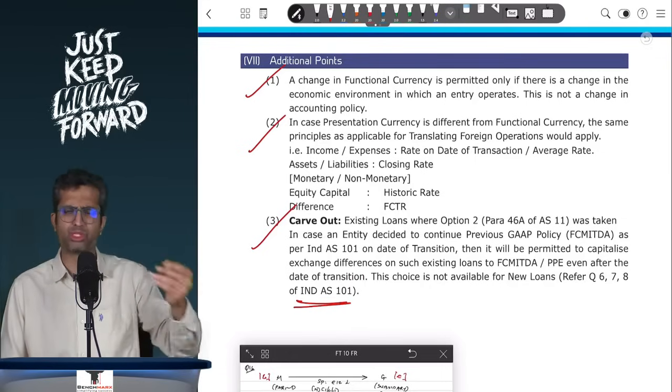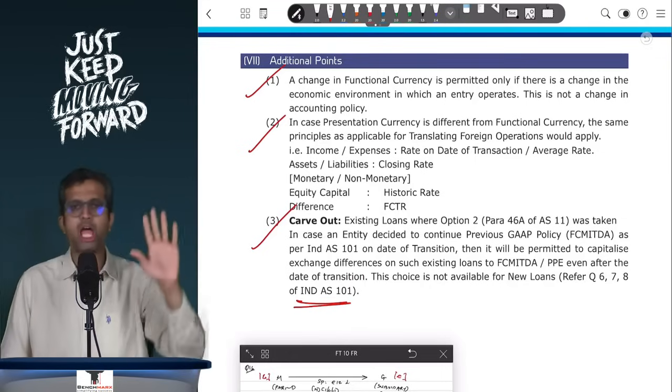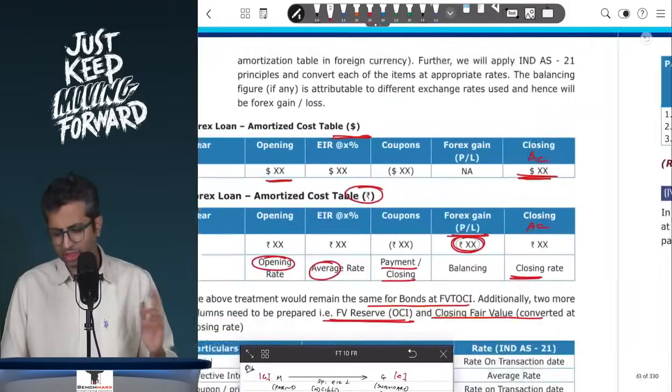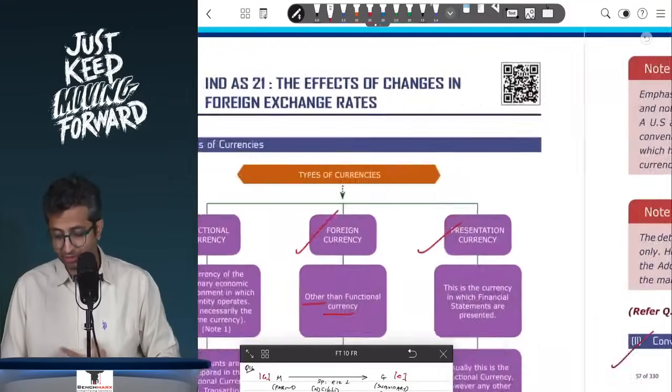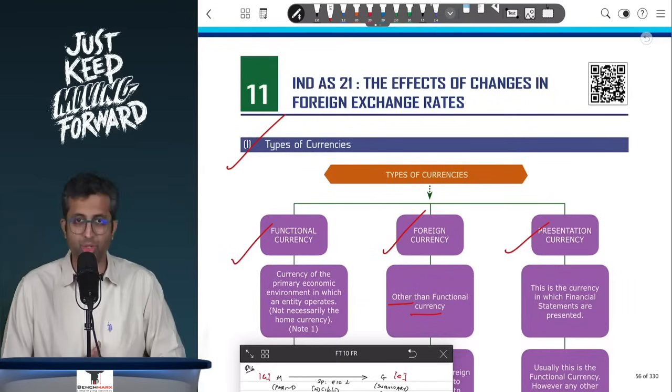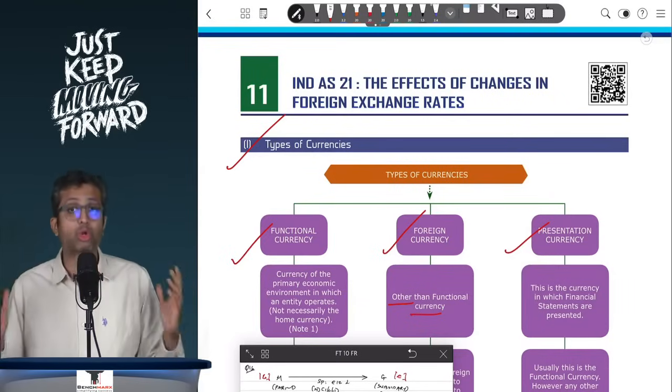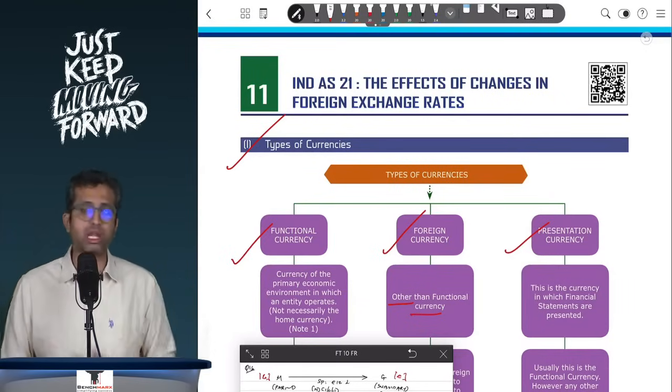If you have done IND AS 101 and if you remember the AS 11 treatment, well and good. Otherwise, this is something that you will do separately along with AS 11. So that by and large takes care of IND AS 21. I hope you have got a reasonably good amount of clarity and understanding for this standard.